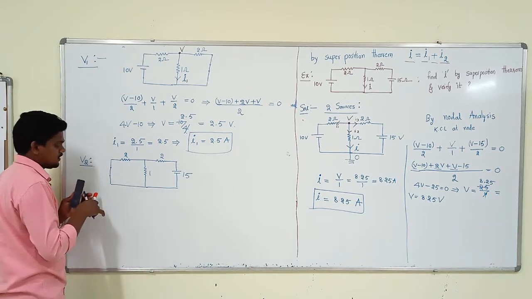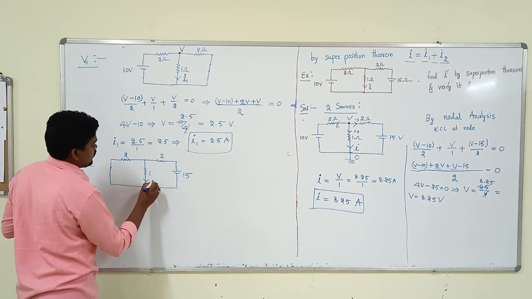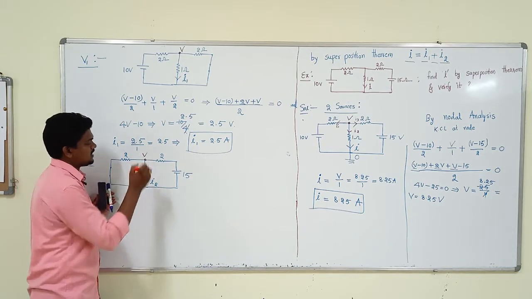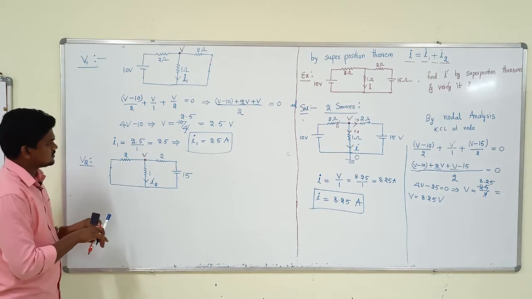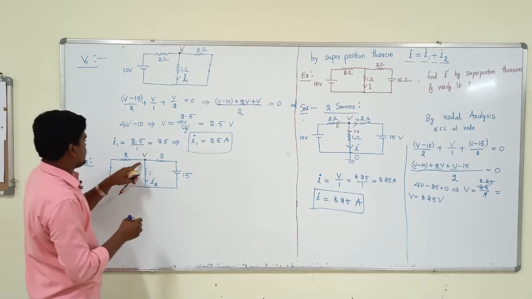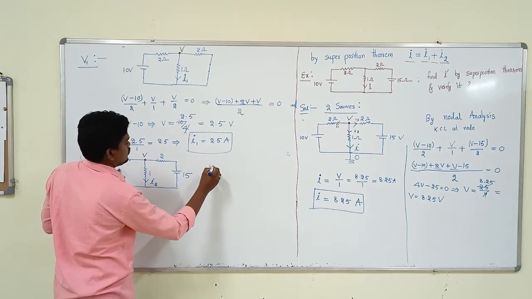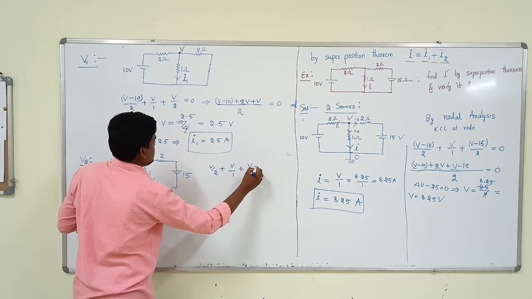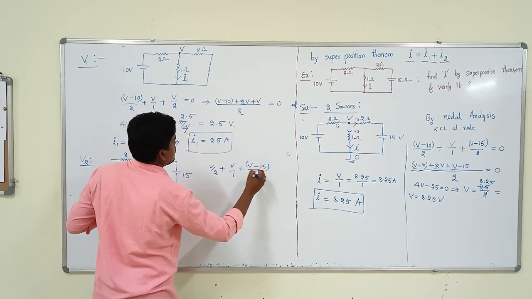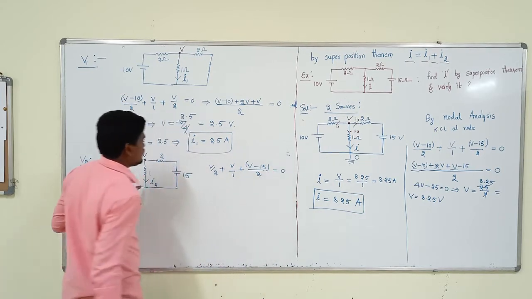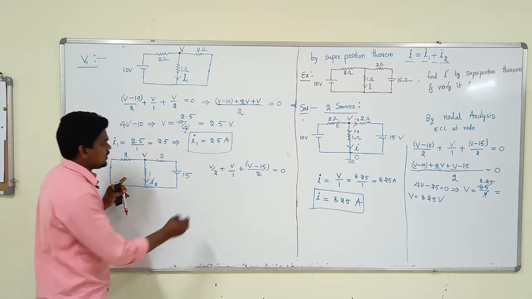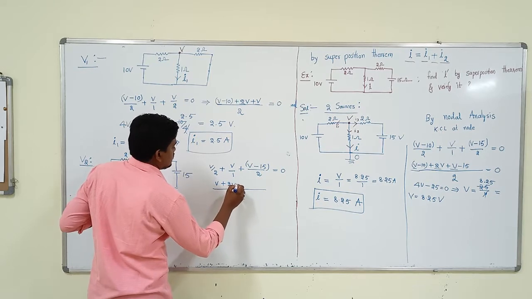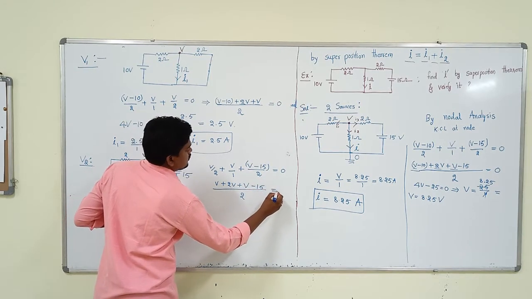Same thing, apply the nodal analysis, and assume the current flowing is I2 for our simplification. By the nodal analysis, V by 2, V by 2, V by 1 and V minus 15 by 2 is equal to 0. Apply the LCM. LCM is 2 here, this is V, this is 2V and this is V minus 15 equals to 0.